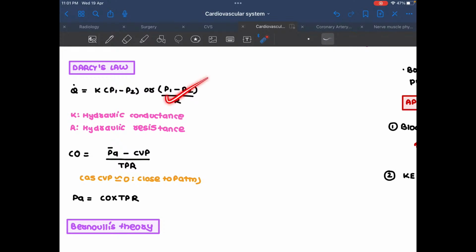So this law is known as Darcy's law. If I talk about resistance, then I can use this one. If I want to use the reciprocal of resistance, then I can say conductance. So we have something known as hydraulic conductance, and we have something known as hydraulic resistance.